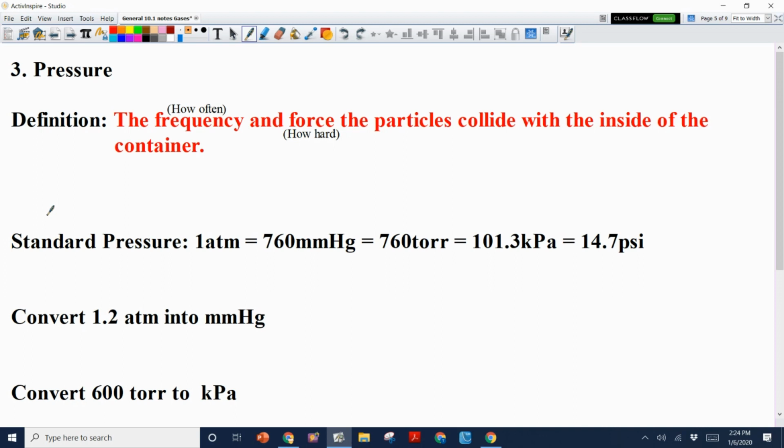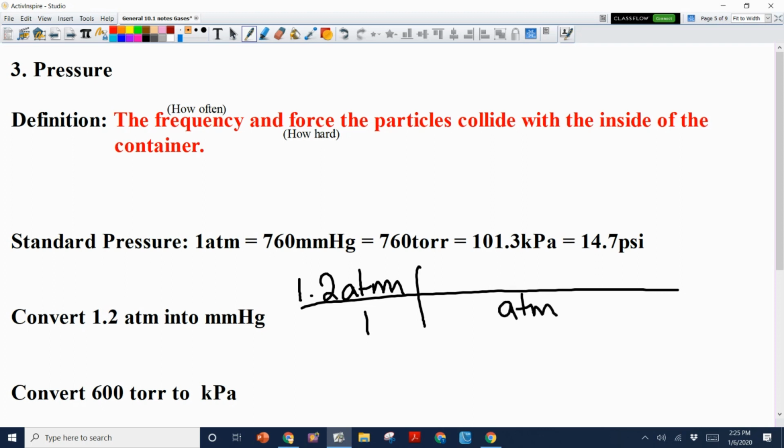All right, so if you have a problem that you have atmospheres and it asks you to convert that into millimeters of mercury or mmHg, then you're going to have to do that conversion. So let's start off with our given, which is 1.2 atmospheres. Okay, put it over 1. Okay, we're going to get rid of atmospheres and we're going to convert it to millimeters of mercury. All right, so let's look at our equalities here. Well, 1 atmosphere is equal to 760 millimeters of mercury.